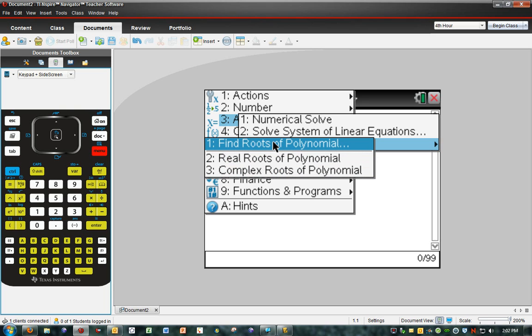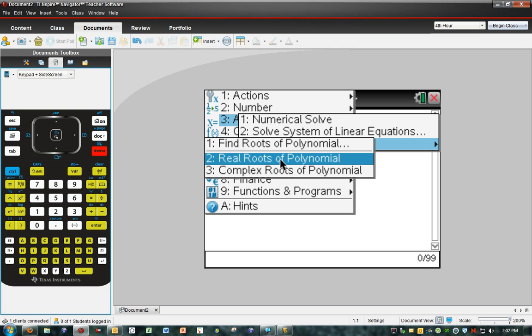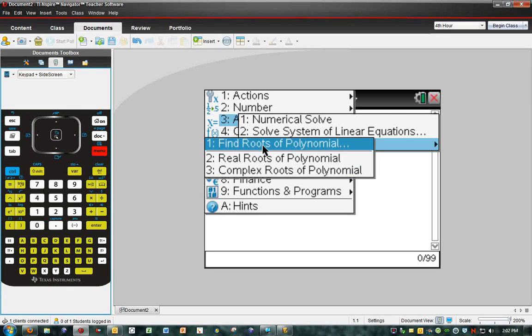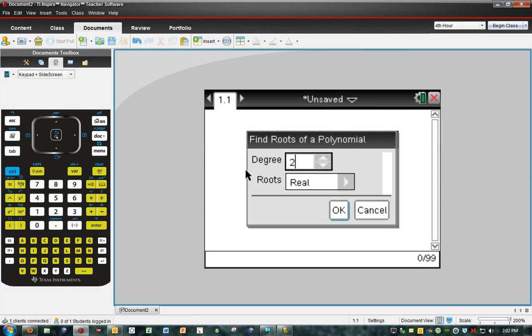So if we have a polynomial function, we can find the roots, which are the x-intercepts, which are the zeros, where that graph crosses the x-axis. Those are big deal points that we need to be able to find. So let's take a look at what happens when we do find roots of a polynomial. It's going to ask us the degree, so we have to be able to know how to find the degree.